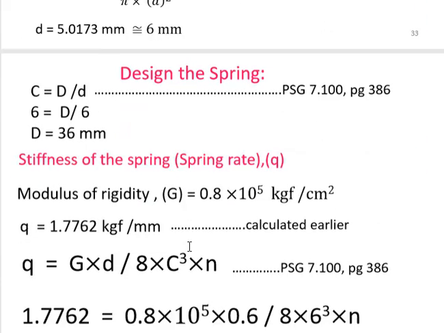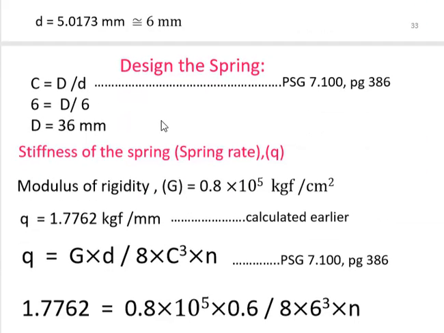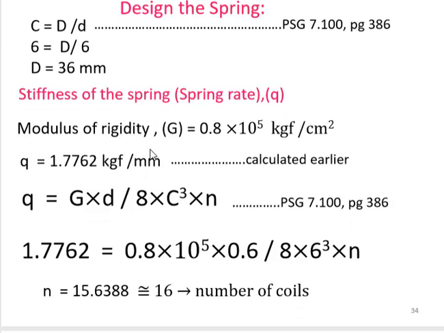Once the coil diameter of the spring is calculated, by using the spring index formula we can find out the mean coil diameter of the spring, which is 36 mm. After finding that, we can substitute the known values in the equation of spring rate, that is capital G multiplied by small d upon 8 into C cube into N.